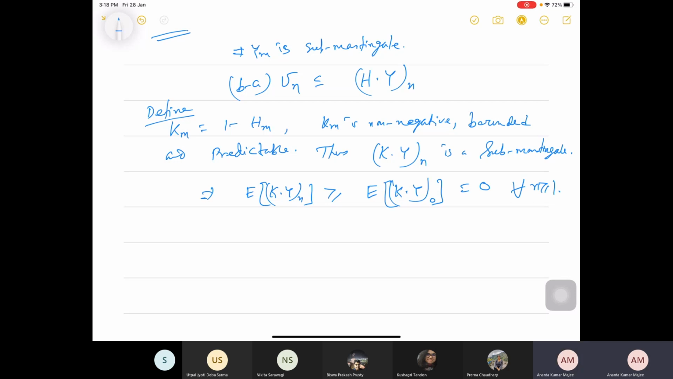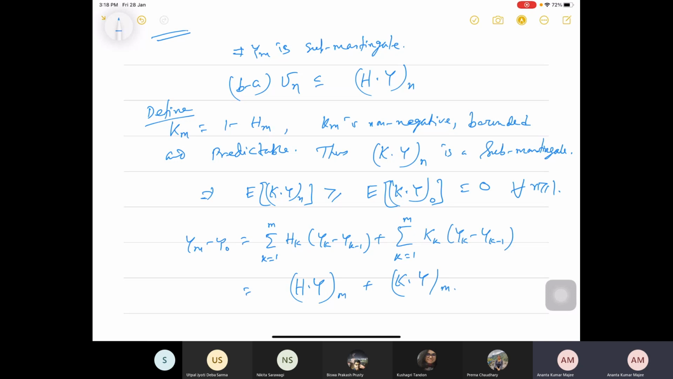Now I try to write down Y_m minus Y_0. This part I can write as the summation over k equal to 1 to m of H_k (Y_k minus Y_{k-1}), and then plus the summation over k equal to 1 to m of K_k (Y_k minus Y_{k-1}), because K is nothing but 1 minus H. So I add these things, and then subtract Y_0; it is a kind of telescopic sum, and this is by definition nothing but (H·Y)_m plus (K·Y)_m.